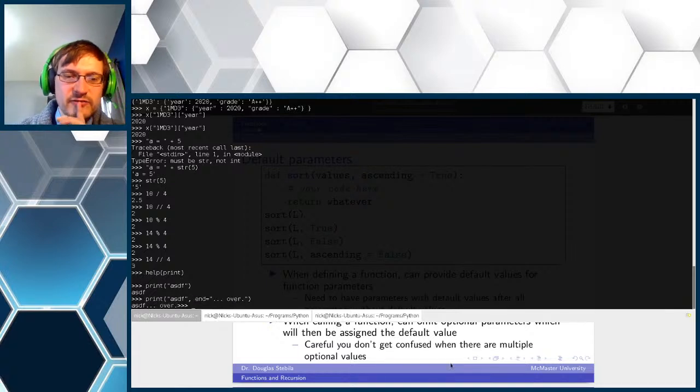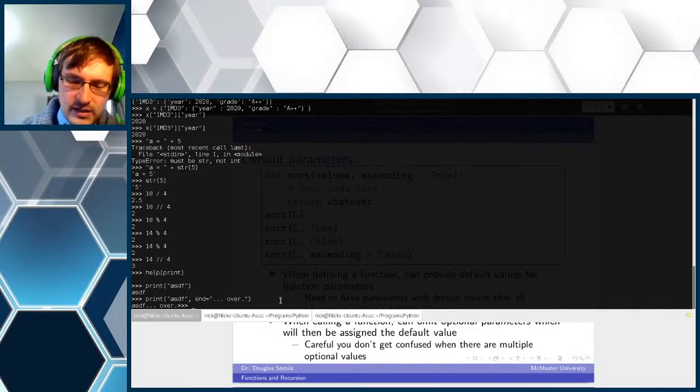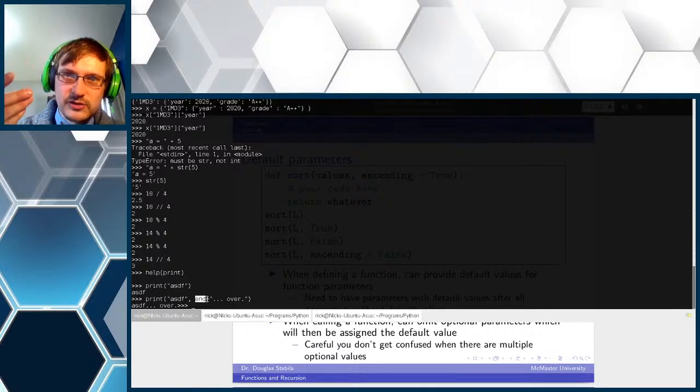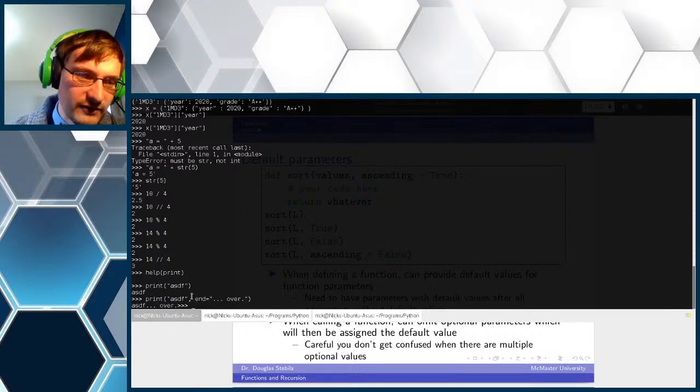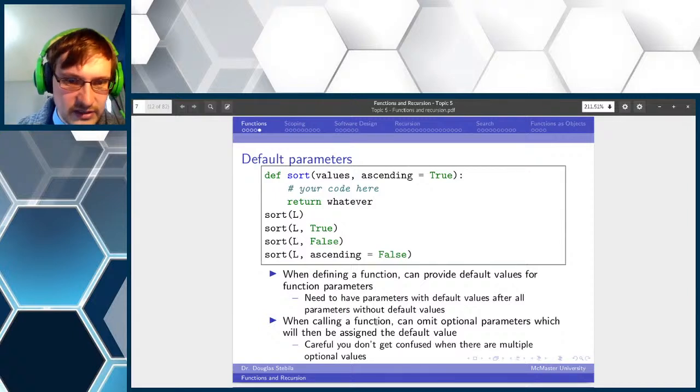However, if you go by the order in which the arguments appear, you would have to specify quite a few things before you get to end. That's why it's allowed for you to specify which parameter you're assigning this value to inside of the function call itself. So you can pick which one you want to provide a value to by putting that name, an equal sign, and then whatever value you want to give it. That's a useful thing to know.